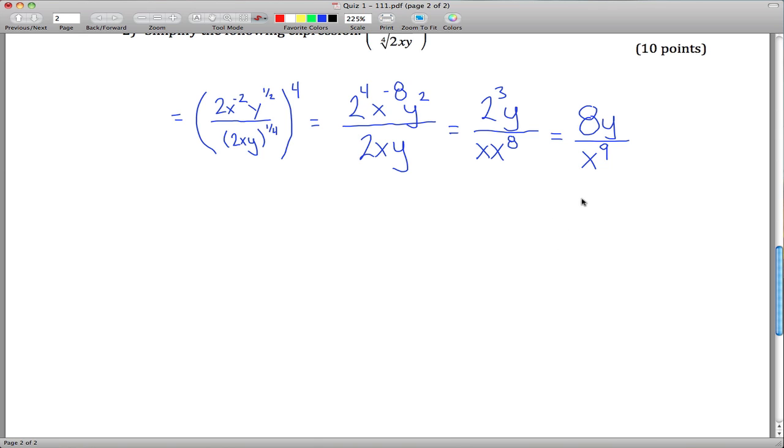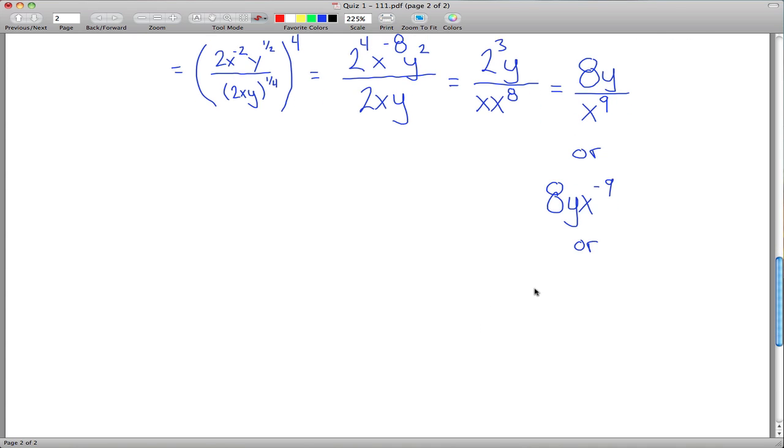Other answers that are totally fine would be something like 8y times x to the negative 9. Pretty simplified. Let's see what else we said was fine, is if you leave 8 as 2 cubed, and then you can do whatever you want with these guys. Maybe we'll do it in that form. So any of these guys are totally fine as your answer. Maybe I'll circle this one. But just so you know, any of these you should get full credit for. And that's it. That's the end of the quiz.